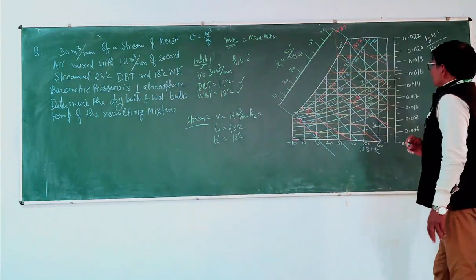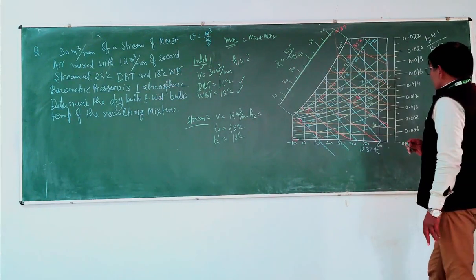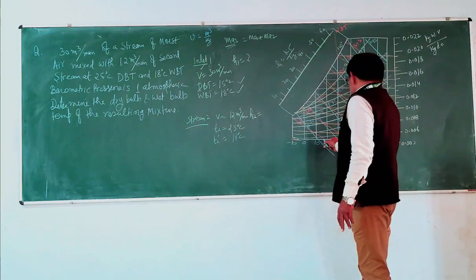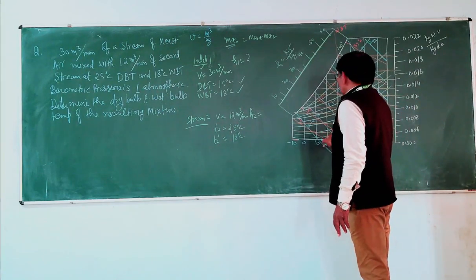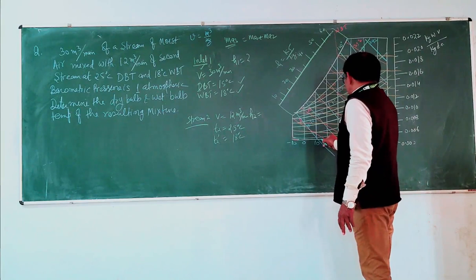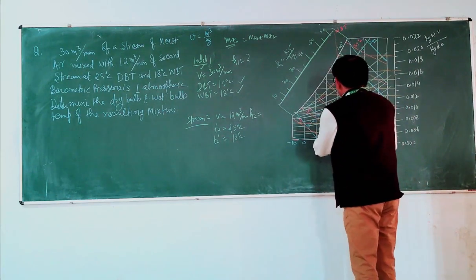So from the given data, dry bulb temperature 15 degree centigrade, it will be around between this one, and wet bulb is given as 18 degree centigrade.